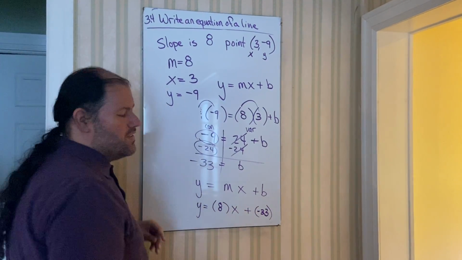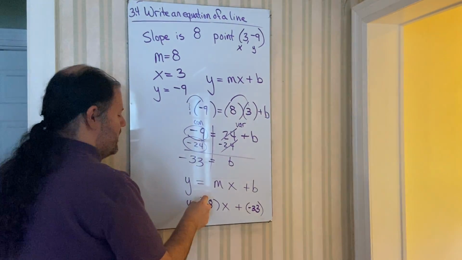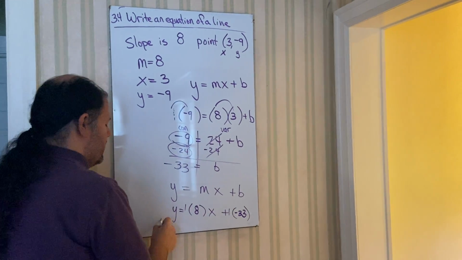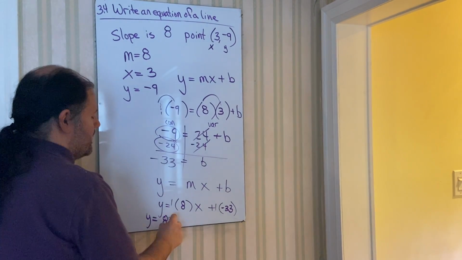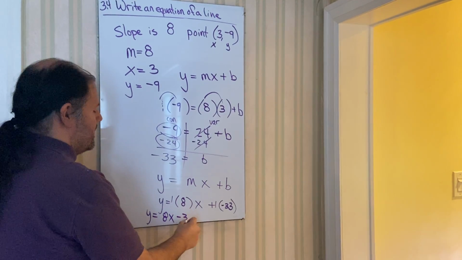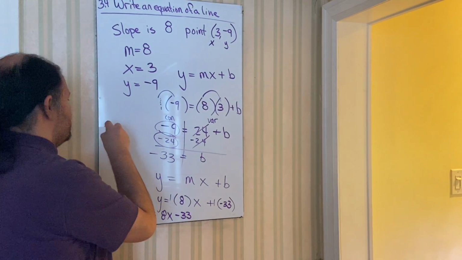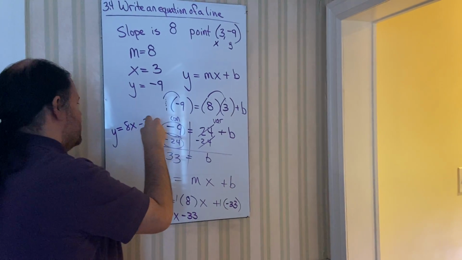Now your equation looks a little funky because it has parentheses, so if you want to clean it up, remember you can slip in 1s. You get y equals 1 times 8, which is 8x, and then plus 1 times -33, which is -33. There's your equation, y equals 8x minus 33.